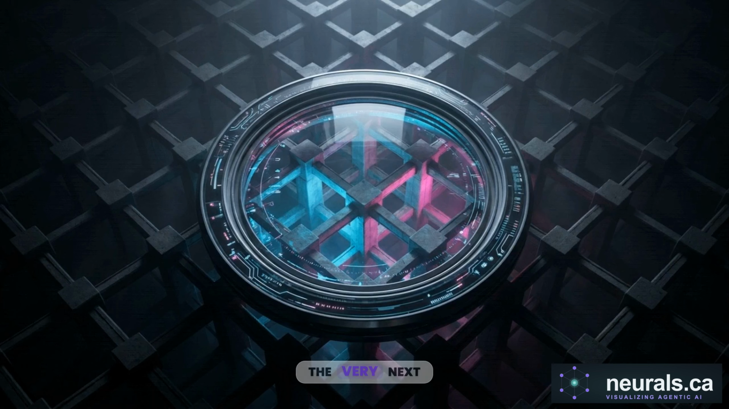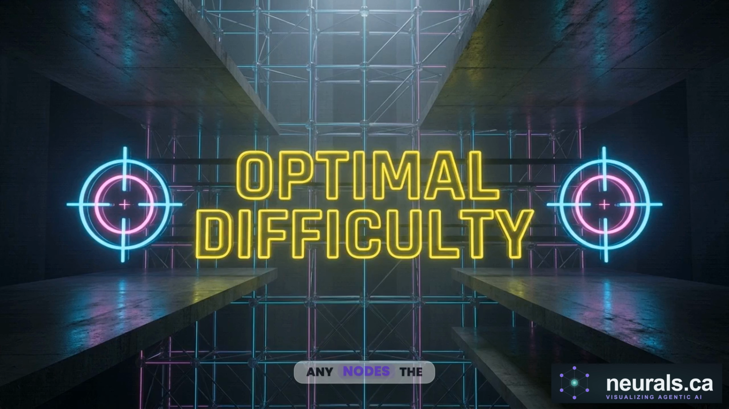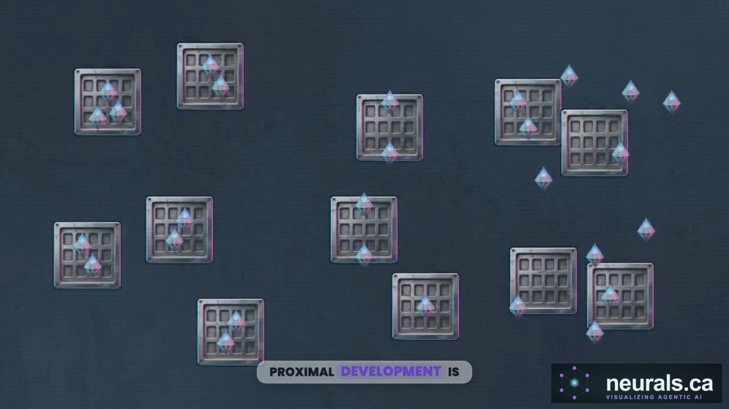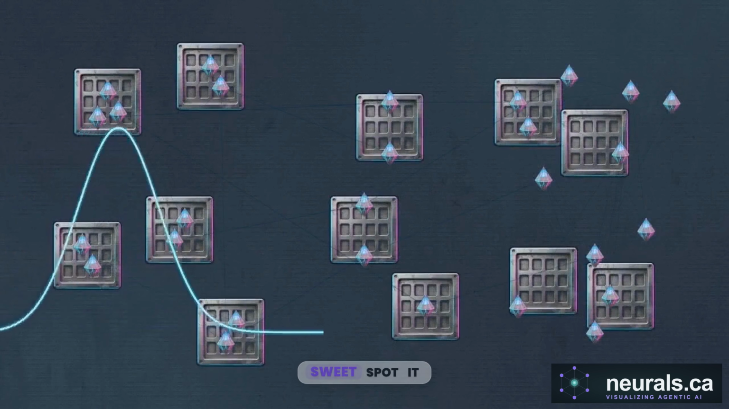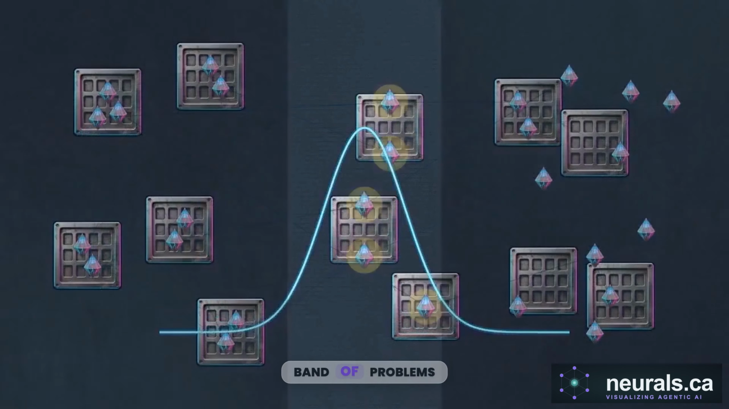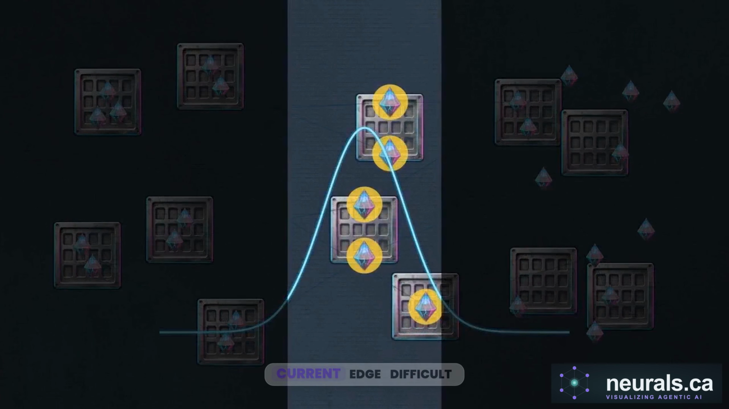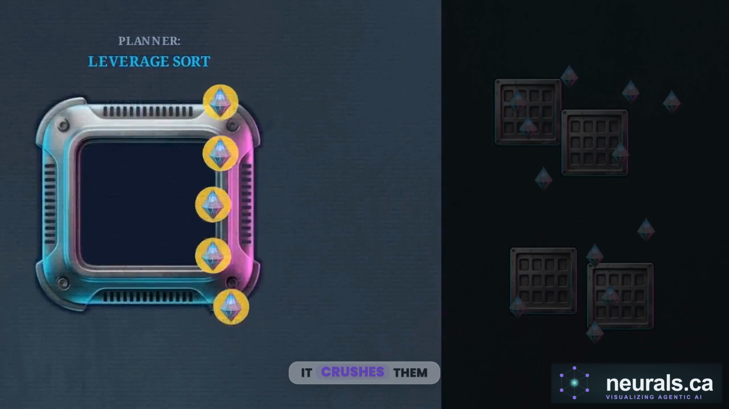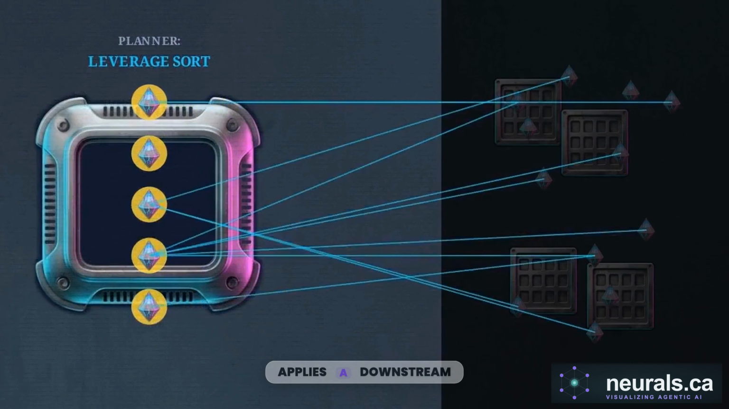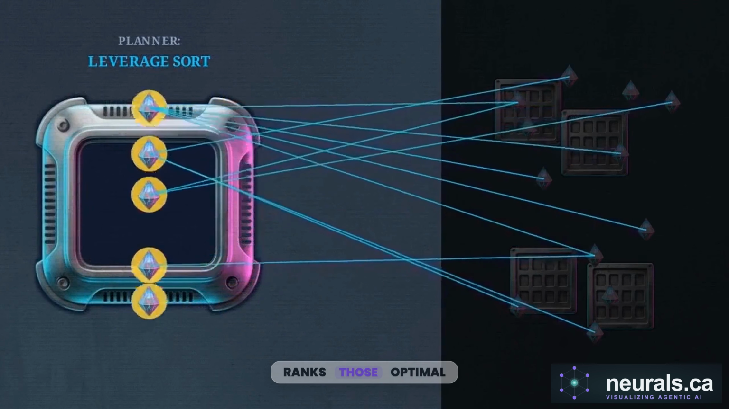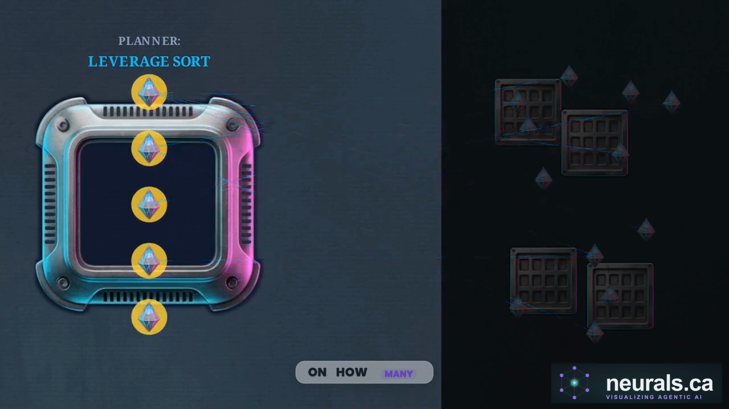To select the very next lesson, the planner runs a specific filter. It eliminates any nodes the student is mathematically unready for and targets the zone of proximal development. The zone of proximal development is the exact difficulty sweet spot. It isolates the specific band of problems that sit just past the student's current edge, difficult enough to challenge them, but not so hard that it crushes them. The planner then applies a downstream leverage bias. It ranks those optimal nodes based entirely on how many future concepts they will unlock once mastered.